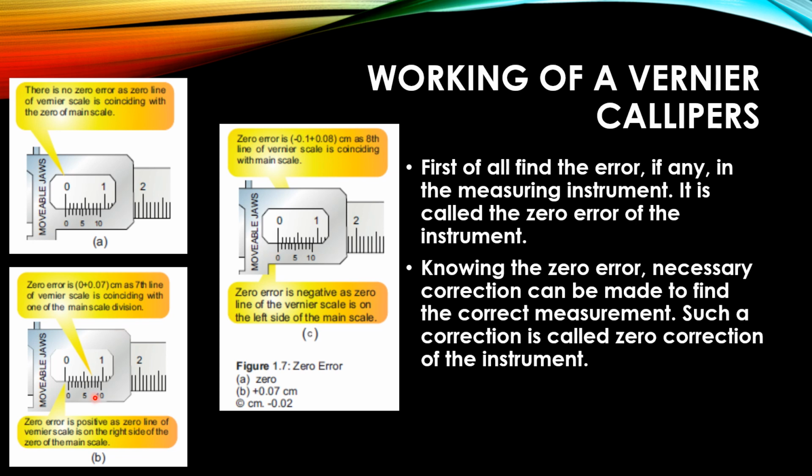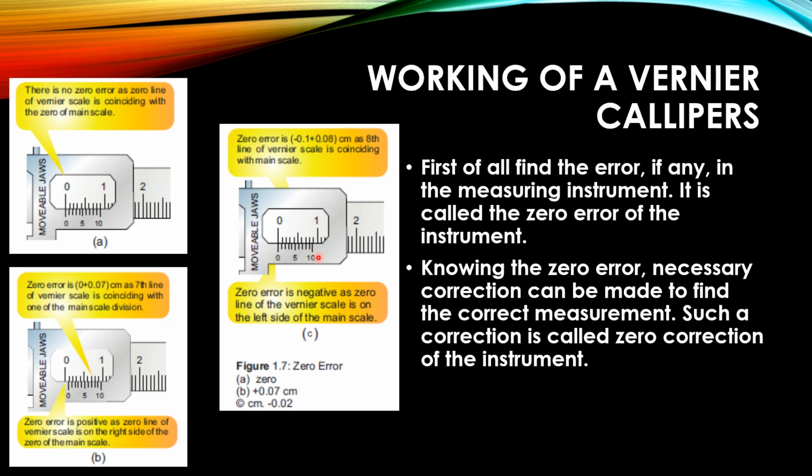How can we find out an error? In the case of positive zero error, in this figure we have to see the vernier scale again, to find which division of the vernier scale is exactly coinciding with the main scale. Right now, I can see the 7th division, which is exactly in front of a division on the main scale, as you can see. So I will multiply this division, the 7th one, with the least count, which is 0.01, and I'll get the positive error, which is 0.07 centimeter.